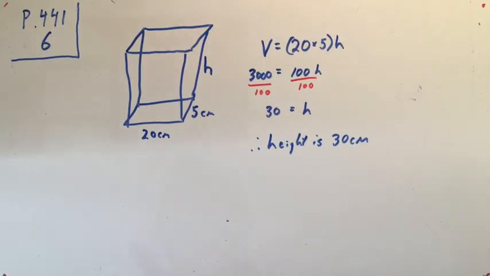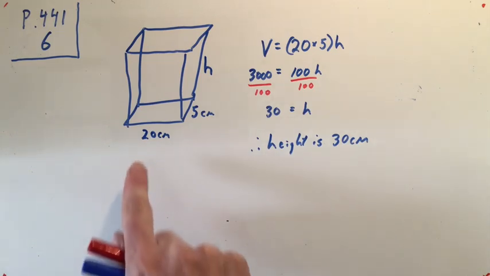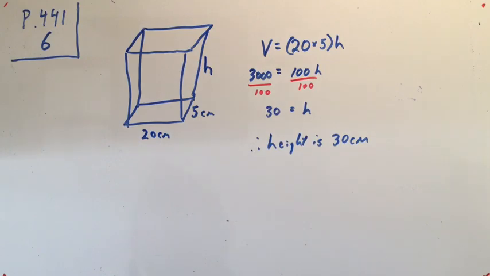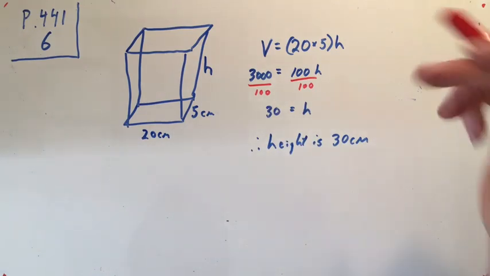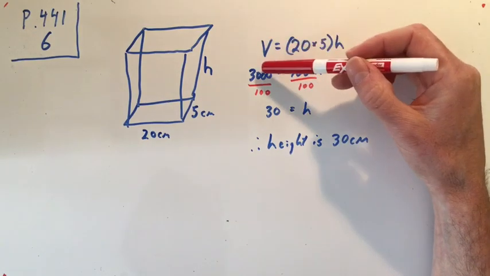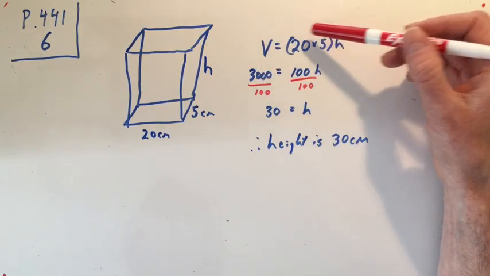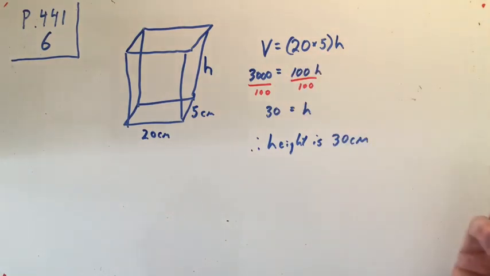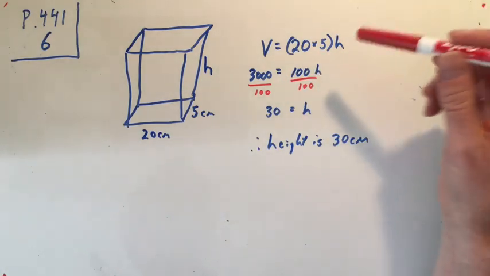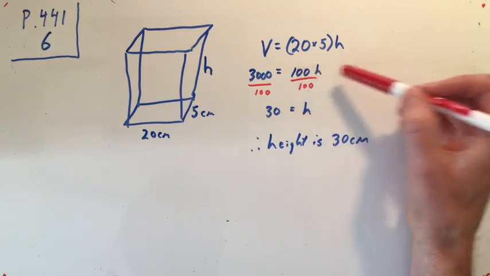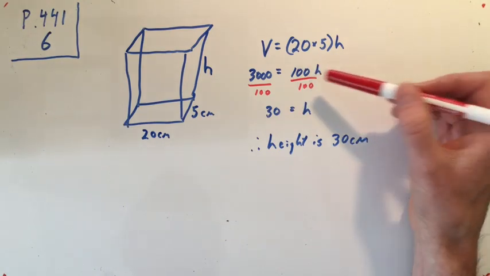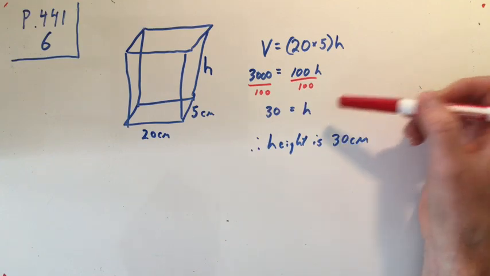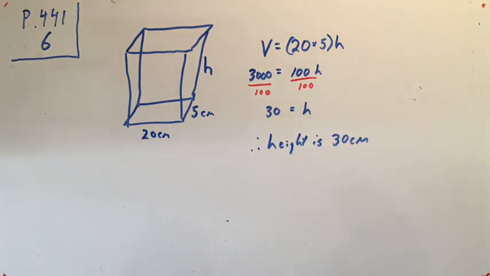For problem number 6, they give us a cereal box here, and they give us the base area because they give us the 20 and the 5 for the length and width, but they don't tell us the height. However, they do tell us the volume. So I know that volume, which is 3,000, is base length times width times height, and so we end up with an equation that looks like this. And now we can use our number sense and algebra skills and finish this off. How do you get rid of this 100 that's being multiplied by h? You divide both sides by 100, and height turns out to be 30 centimeters.